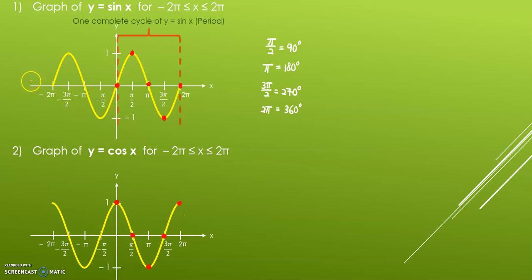Next we look at one complete cycle. You can look at this dotted line. This is one complete cycle for y equals sine x, or we can say it as period. Same for cos x. This is one complete cycle for cos x, and this is one complete cycle for sine x.